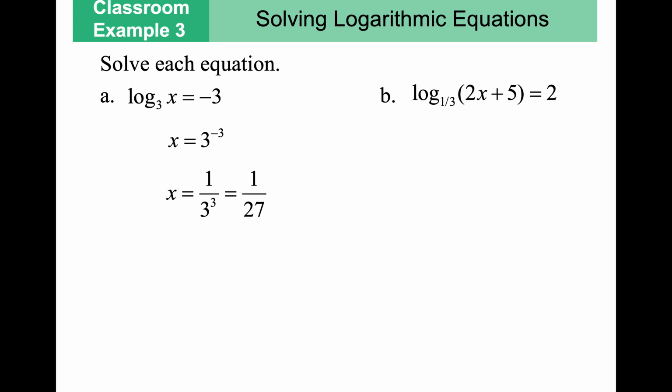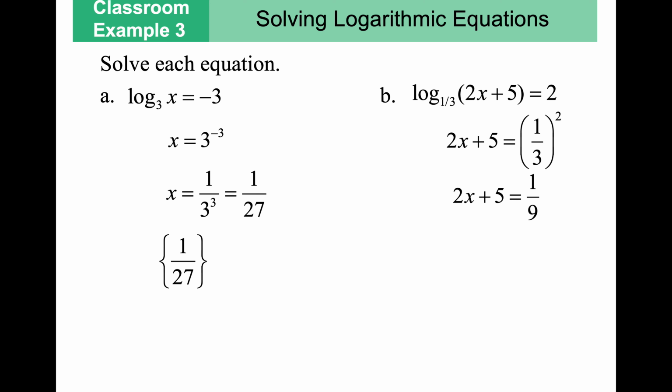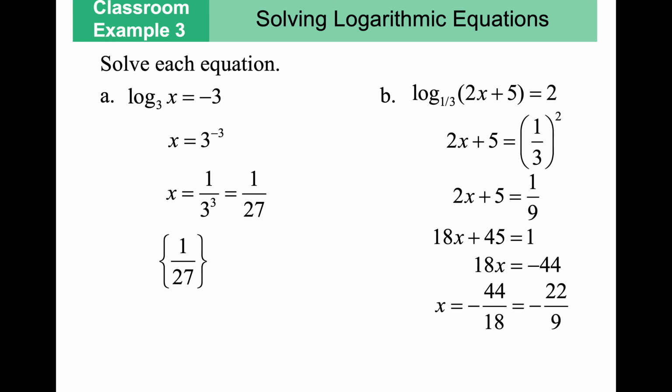And in B, you're going to do the same thing. The base is going to remain the base, and then you're going to swap. 1/3 squared is 1/9. You'll subtract 5 from both sides, or you can multiply by 9 first, whichever you're more comfortable with. So here I multiplied everybody by 9 to get rid of the fraction. I subtracted 45, and I divided by 18, and then I simplified. If you type into the Web 2.0 calculator 44 divided by 18, it's going to go straight to the fully reduced answer for you. So you should get that answer.